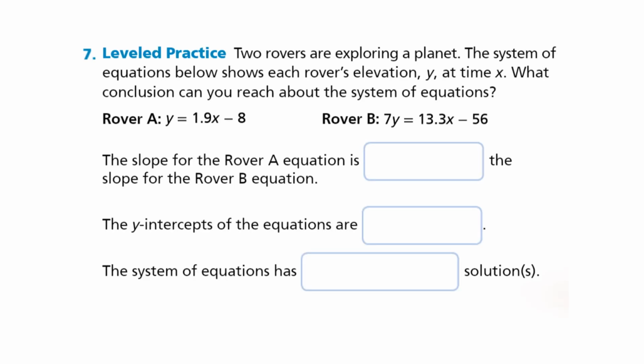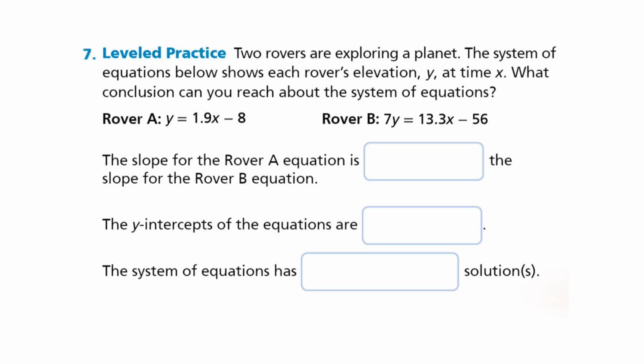This instructional video is on textbook pages 271 and 272. For number 7, two rovers are exploring a planet. The system of equations below shows each rover's elevation y at a time x. What conclusion can you reach about the system of equations?